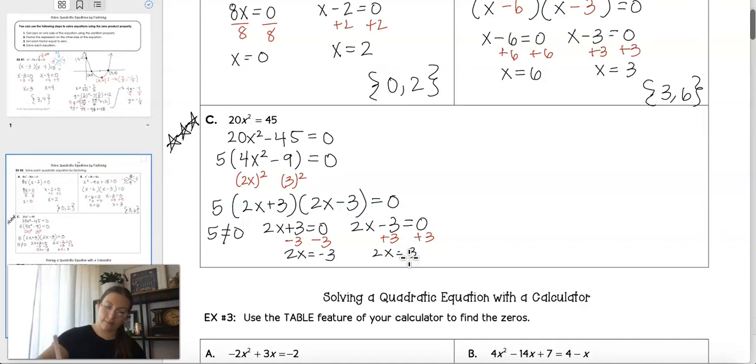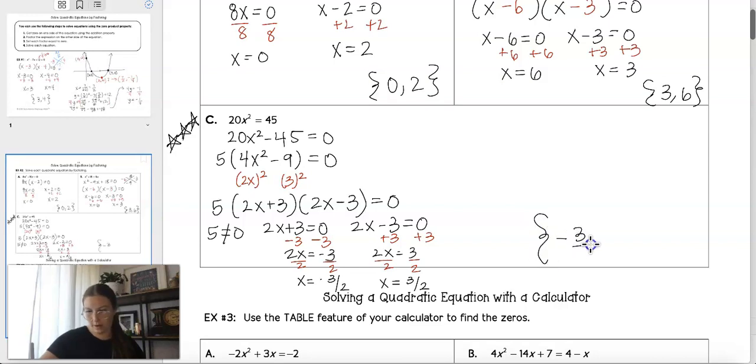All right, final step, divide those things by 2. So we're going to go ahead and get x equals negative 3 halves and x equals positive 3 halves. So negative 3 halves, comma, positive 3 halves. Beautiful.